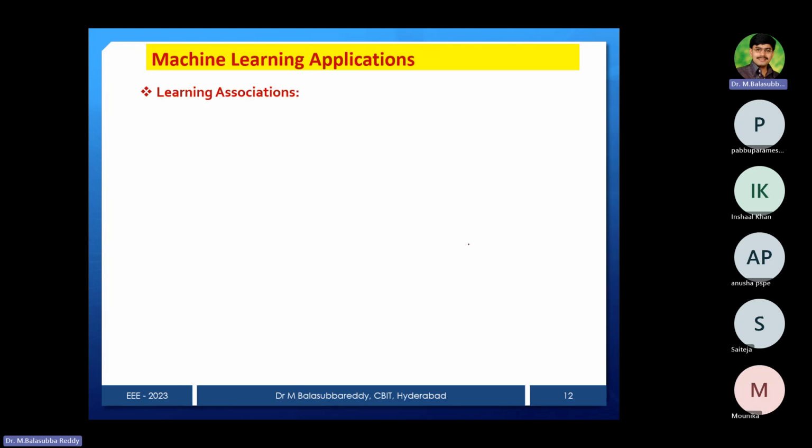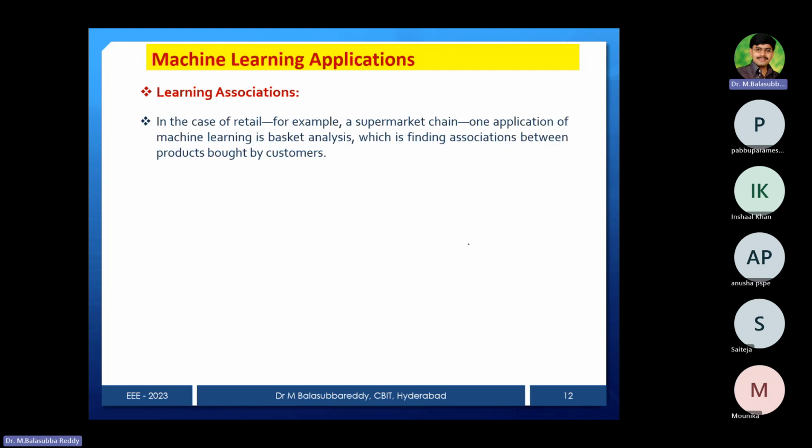Now we can see learning associations. So what is learning association? Suppose retail, if we take it. In a retail supermarket, huge data may be available. Based on that data, machine learning is used for basket analysis, let us assume that. Because the customers will go and take some groceries or whatever. So the basket analysis finds associations between the products bought by the customers.